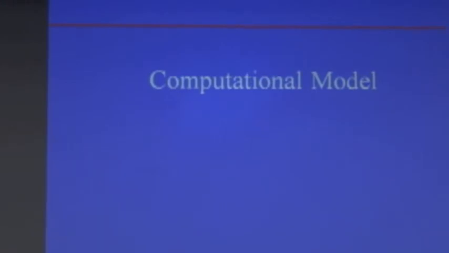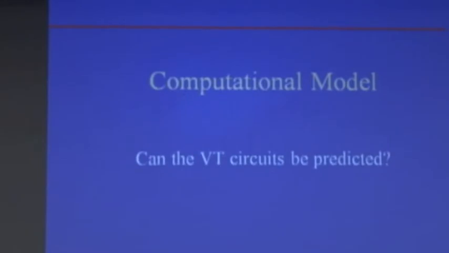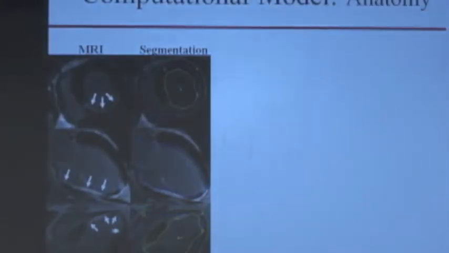So then what we wanted to do was see, can you explain everything in a model of this VT generation from this heterogeneous area? Because that would give a little more emphasis to the idea that that really is the substrate for the ventricular tachycardia. So basically, can the VT circuits be predicted strictly on this anatomical distribution of scar? This is work done in collaboration with Natalia Trayanova. And here's the anatomy of the computational model.